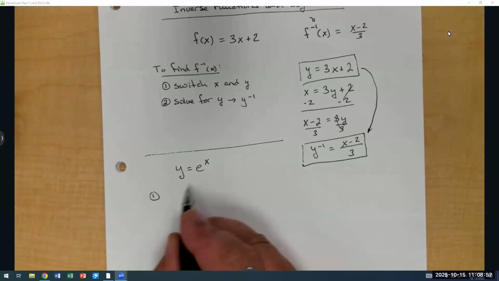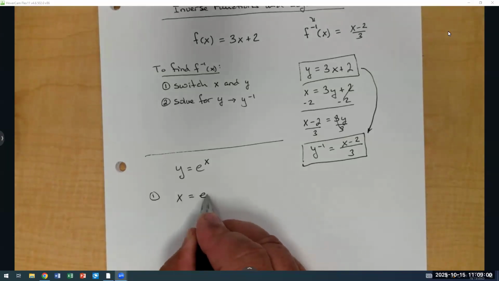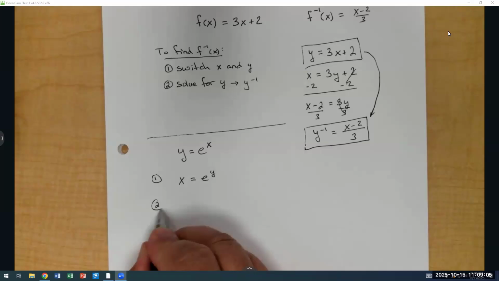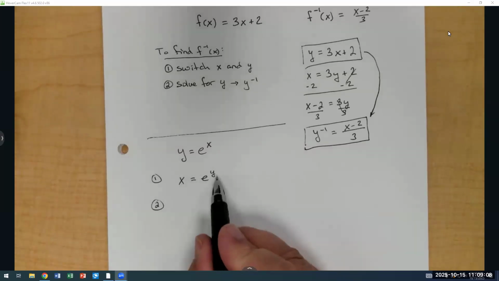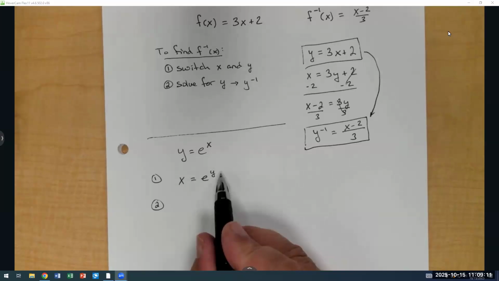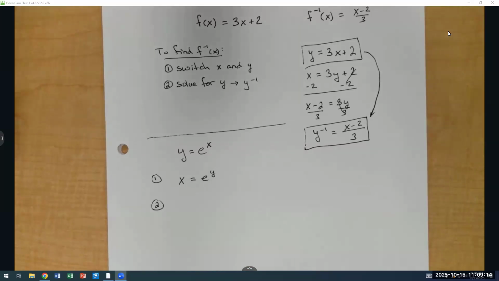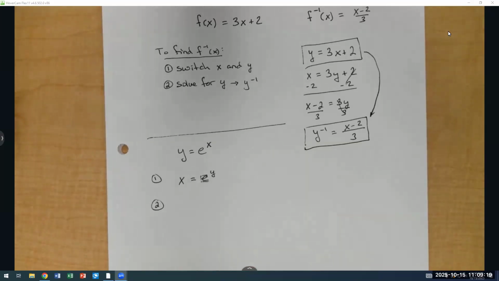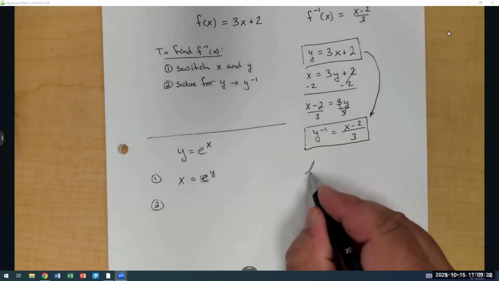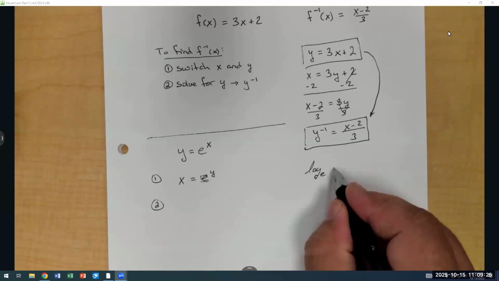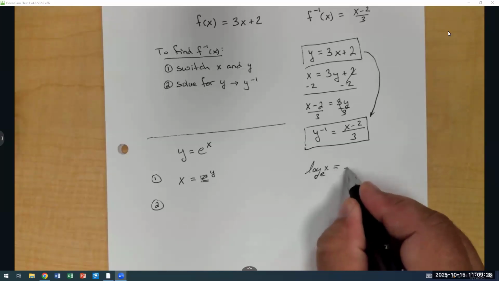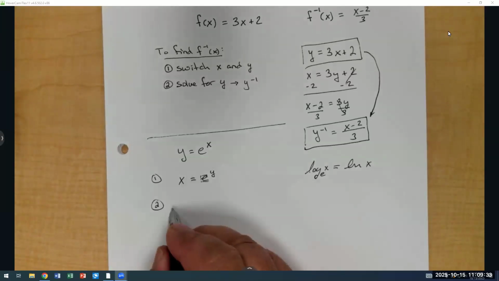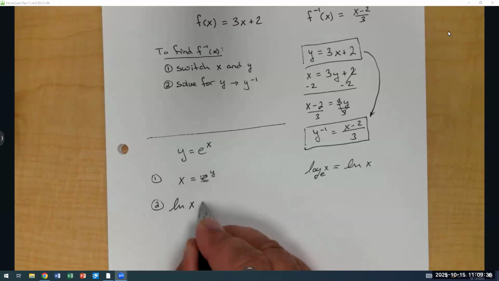So first step, we switch x and y. Now, second step, we have to solve for y. Since y is the exponent, how do we get rid of the exponent? We take the logarithm of both sides. Log base, or whatever this base is. Since it's e, remember, log base e is ln. It's a natural log. So we're taking the ln of both sides.